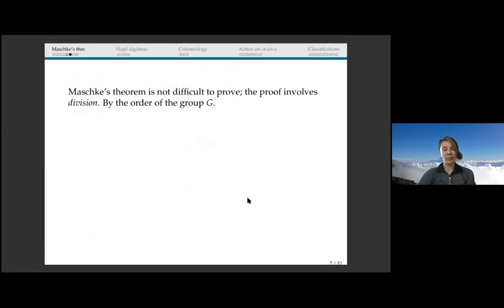Okay, sort of a silly comment. I'm sure you've all seen Maschke's theorem in your first year graduate algebra class or at some point. And the proof is very easy. You basically use the symmetrizing function. And there's one thing in the proof that you always do. You have to divide by the order of G when you average out to find the complement.